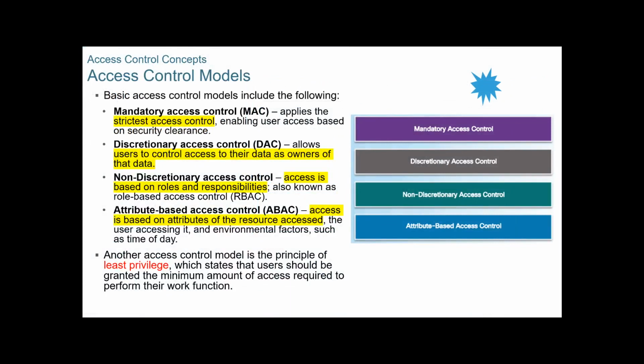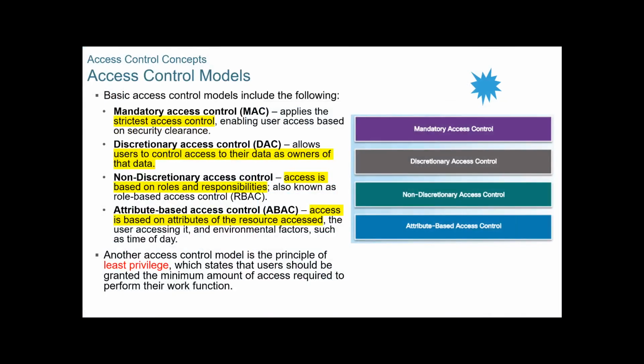So the curriculum talks about access control models, and this is very important. There's 4. In fact, it's kind of highlighted that the strictest kind of access control is mandatory access control, that enables user access based on their clearance. So that is the strictest.